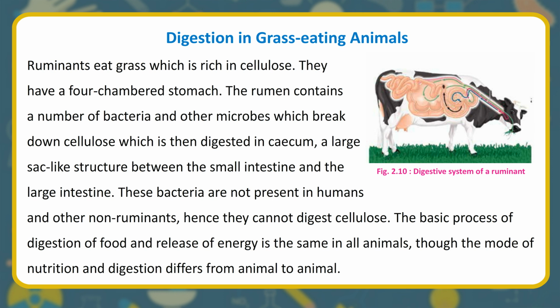Ruminants eat grass, which is rich in cellulose. They have a 4-chambered stomach. The rumen contains a number of bacteria and other microbes which break down cellulose, which is then digested in the cecum, a large sac-like structure between the small intestine and the large intestine. These bacteria are not present in humans and other non-ruminants, hence they cannot digest cellulose.